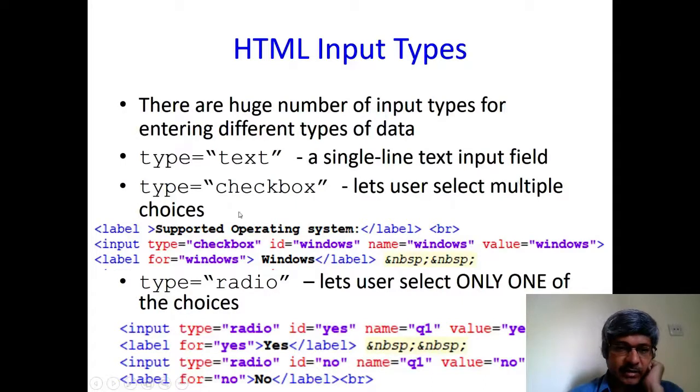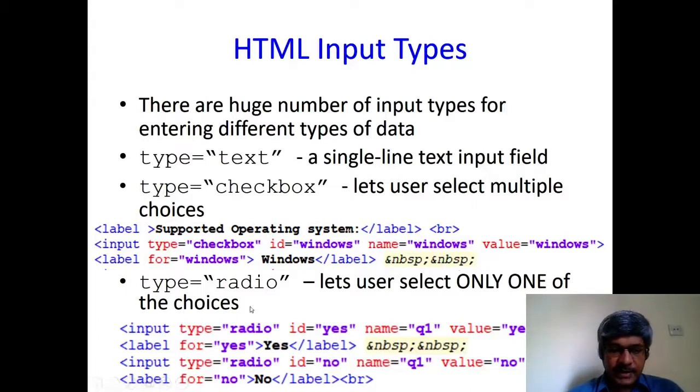There can also be other types, like checkbox, which puts a checkbox entity. Again this label, supporting the operating systems. One of the checkbox entries has type checkbox, name Windows, value Windows, and the text it displays is also Windows. And then &nbsp; is for putting spaces between them.